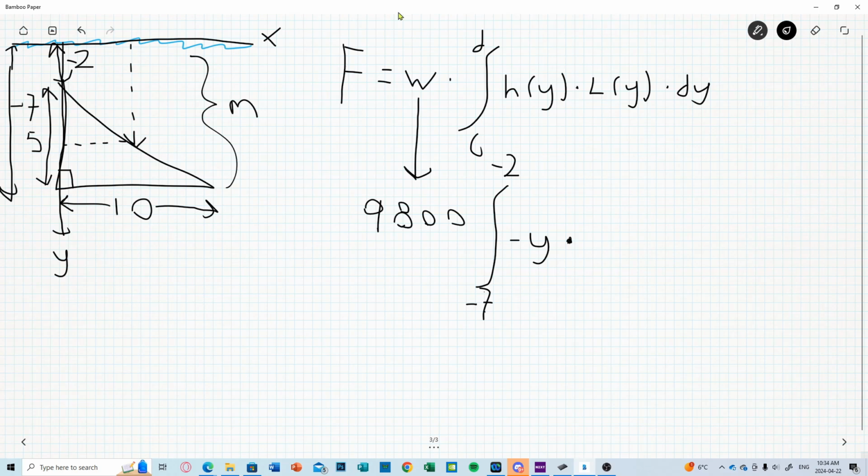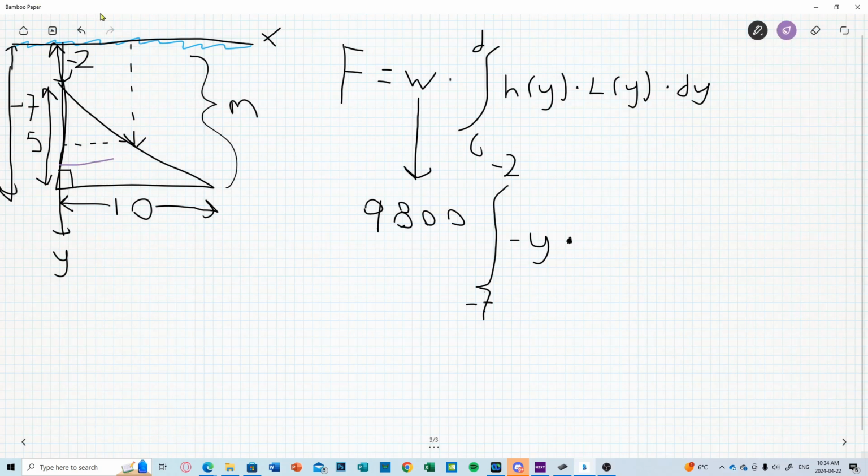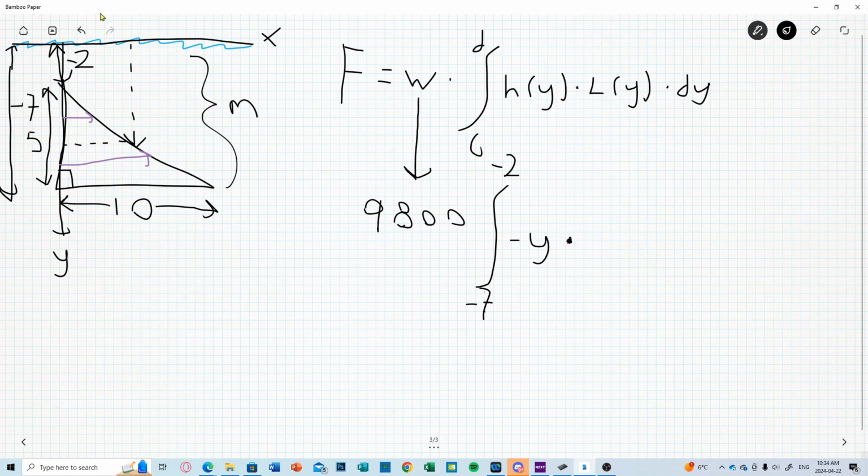Now, this is where it gets a little bit more difficult because we have to find the L of y, which is obviously harder because it's a triangle, and you can see that, I'll put it in purple, this length right here, or width, is different than this width. So we actually have to find the change in width, not just put 10 like the rectangle question. So to do it isn't too bad, however.